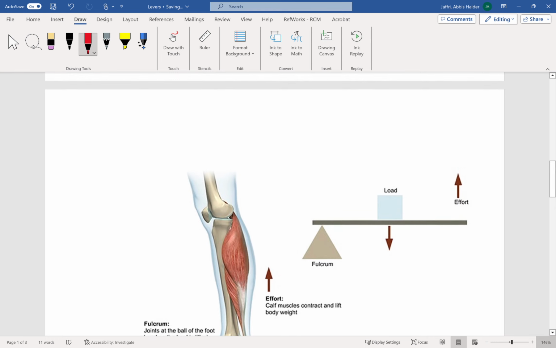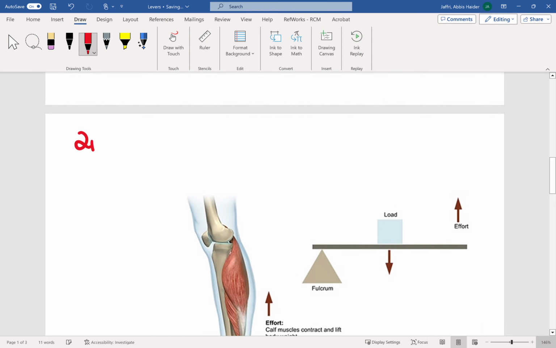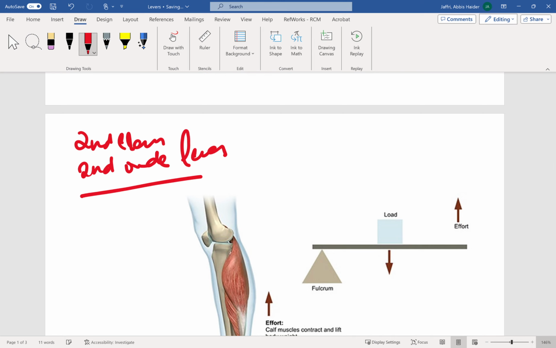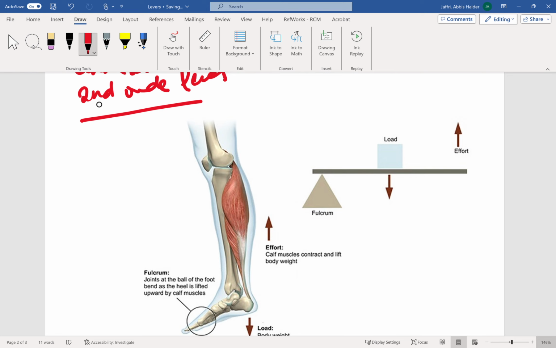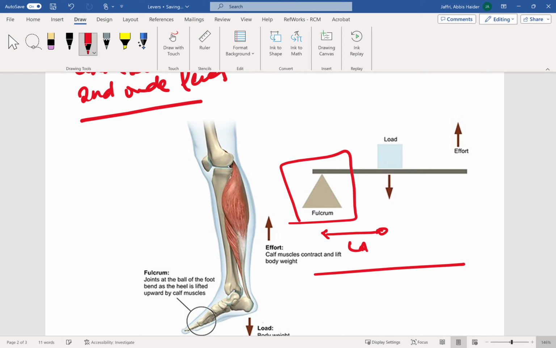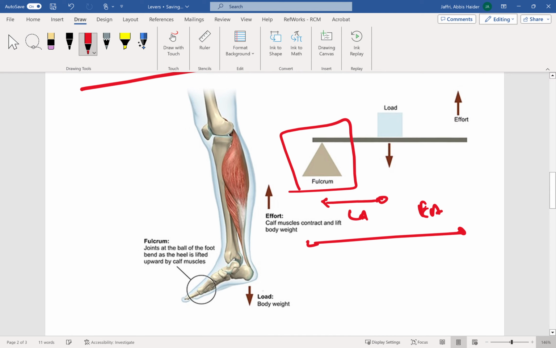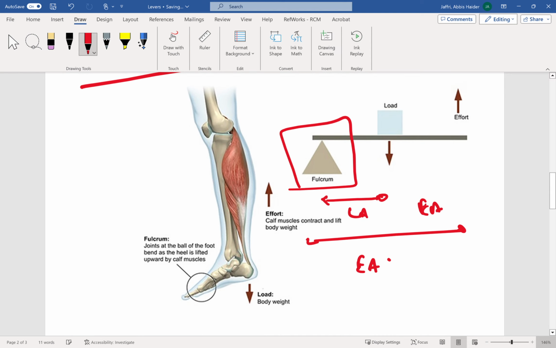Now we are going towards the second class lever, or the second order lever. Second order lever is basically a machine that has a fulcrum at the very end, like you can see here, and then you have the load in the middle, with a load arm, and then you have the effort arm. You can see clearly that the effort arm is greater than the load arm.